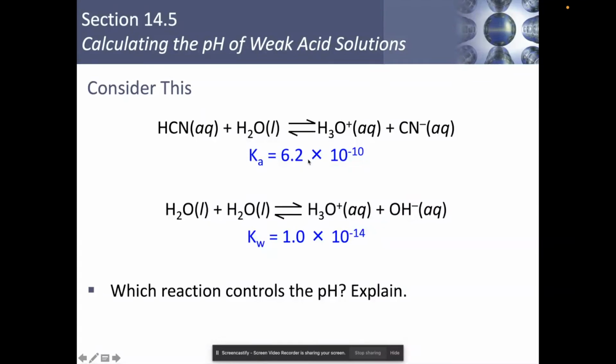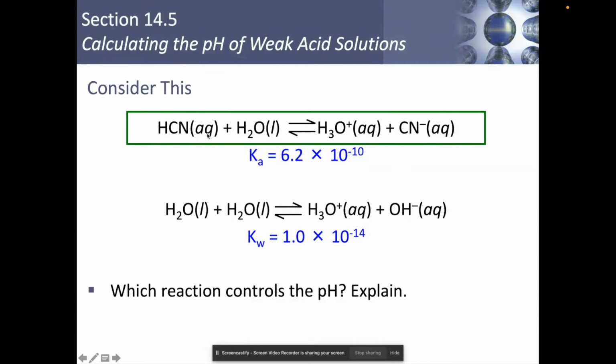All right. So these are our two possible reactions that are going to contribute to the overall equilibrium of our solution. We have this one up here, and then we have just good old water here. Which reaction controls the pH? Well, thankfully, it's this. Normally, if the Ka value is larger, that is going to be the major contributing factor to our overall equilibrium.